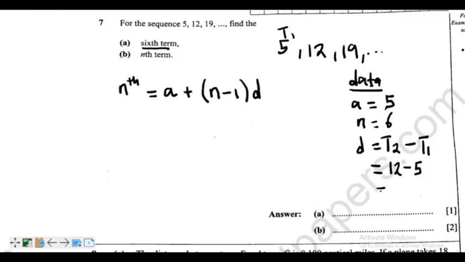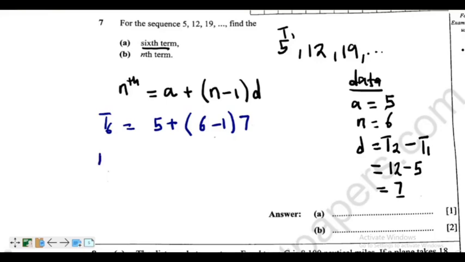Okay, so when you subtract 12 minus 5, you are going to get a what? A 7. So d is a what? A 7. So I do hope that you have followed what I've explained right here. So here we are going to say 6th term is equal to a, which is 5, plus, where there is n we are going to put 6 minus 1, where there is d we will put a 7, because that is the common difference.